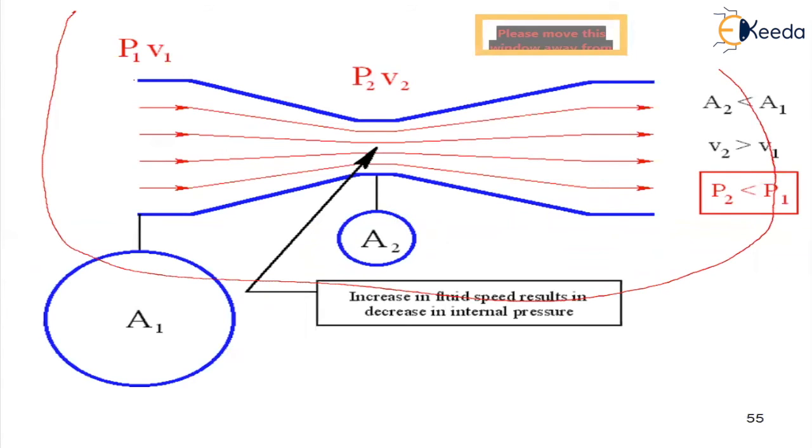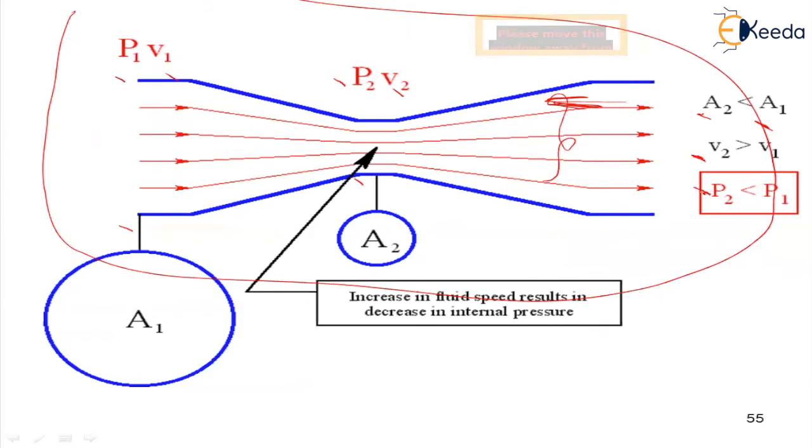Listen here. Here the pressure is P1, the velocity is V1 and the area is A1. Here the pressure is P2, the velocity is V2 and the area is A2. So when the liquid passes out through the diverging cone, the condition is that the area A2, the area of the throat, is always less than the area of the convergent cone. And the velocity V2 at the throat is much greater than the velocity at the convergent, and P2 is always less than P1.